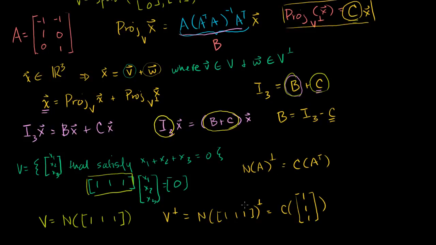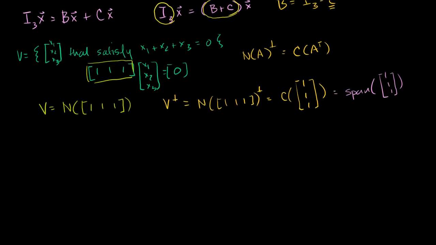Or we can write that V's orthogonal complement is equal to the span of 1, 1, 1, right? The column space of this matrix, we only have one column in it. So its column space is going to be the span of that one column. So just to visualize what we're doing here, that original equation for V is just going to be some plane in R3. That is V right there.